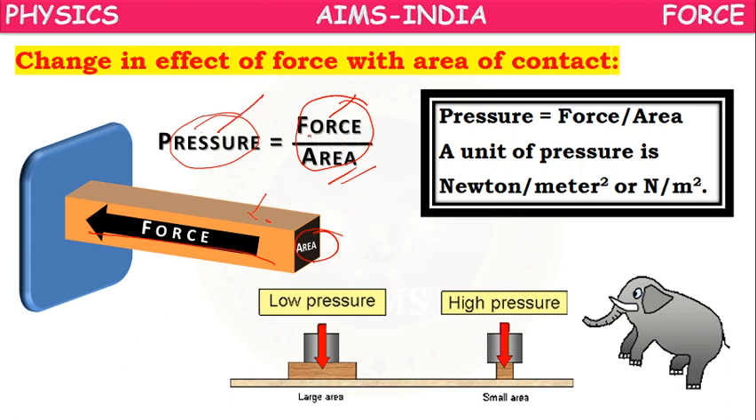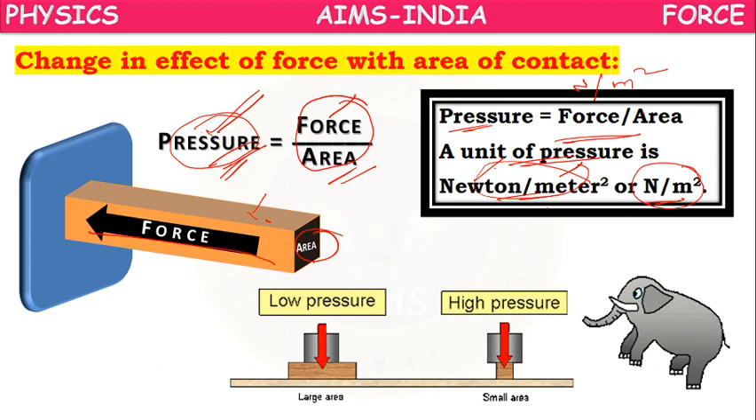So with the help of force, we have developed a new concept called pressure. Pressure means force by area. The unit of force is newtons and the unit of area is meter square, so the unit of pressure is Newton per meter square, or in symbols, N/m² also we can write.